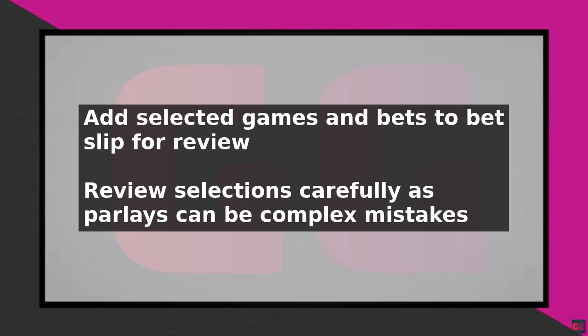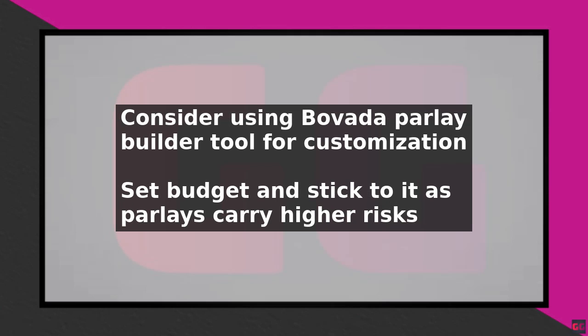Best practices for making parlays on Bovada include starting with smaller, more manageable parlays and gradually increasing the number of legs as you gain experience. It is also essential to set a budget and stick to it, as parlays can be tempting but also carry higher risks. Additionally, consider using Bovada's Parlay Builder tool, which allows you to easily create and customize your parlays.